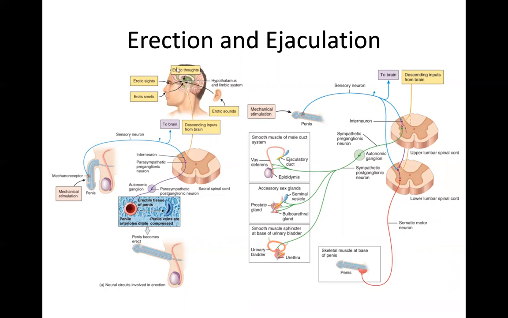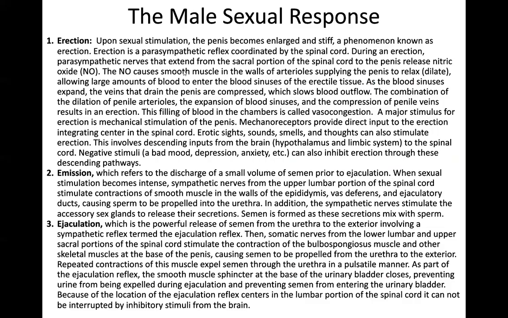That's where we are looking at this portion of the figure, looking at erotic things, whether that's pictures or videos, smells, or even just thinking about sexual activity, which can stimulate an erection. This involves descending inputs from the brain, things like the hypothalamus and the limbic system, to the spinal cord. Negative stimuli like a bad mood, depression, or anxiety can also inhibit an erection through these descending pathways. So that can affect sexual performance, obviously. The man can't get erect.